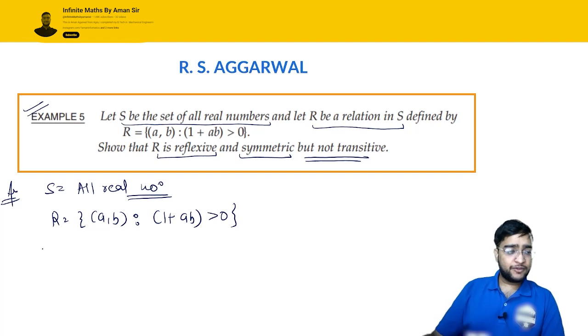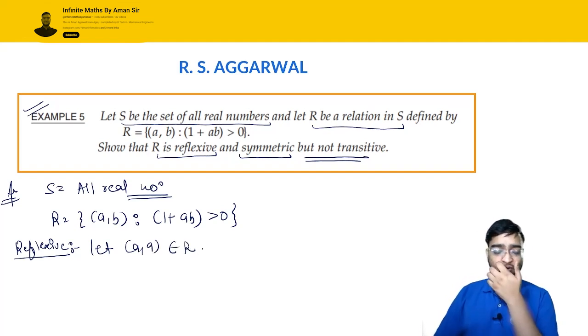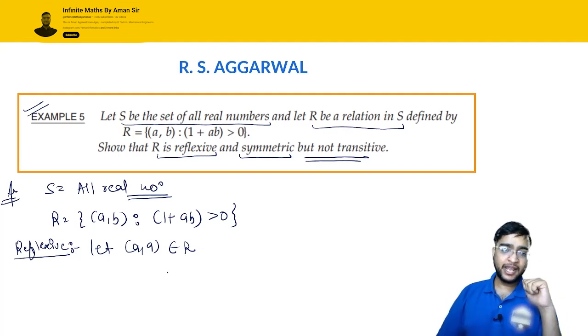Let's start with the reflexive one. I'm just trying to find whether (a, a) is in my relation. Let's take the false condition here, and I'm just trying to prove the reflexive property.